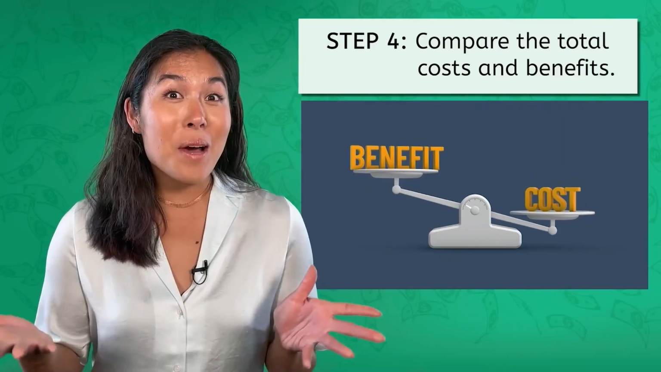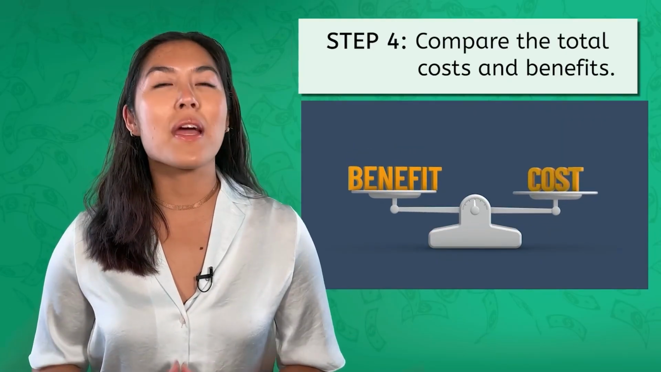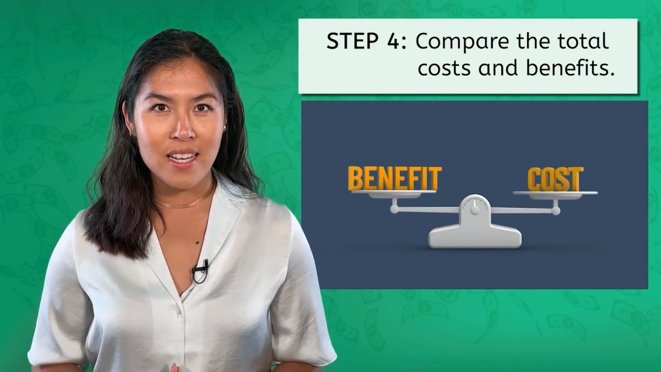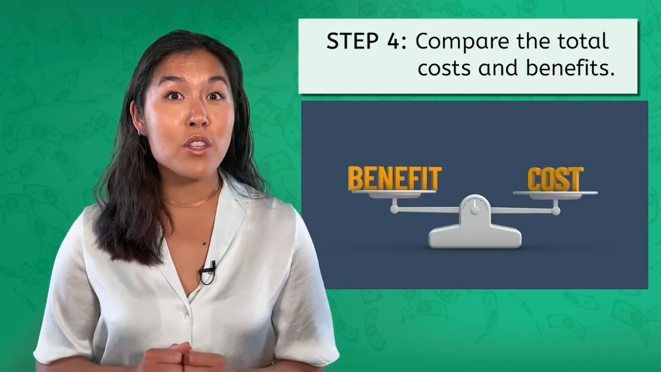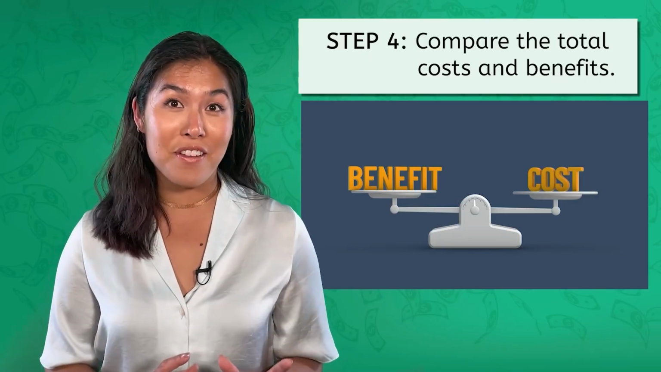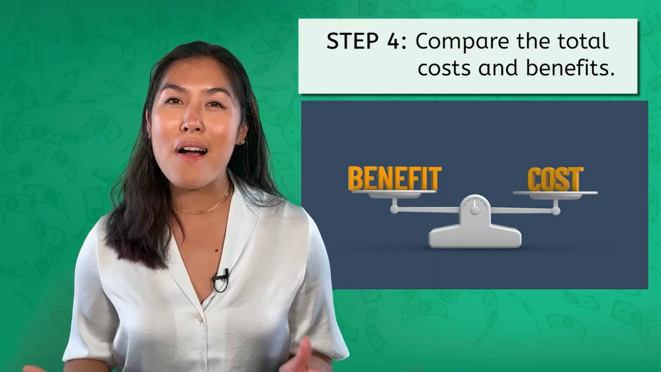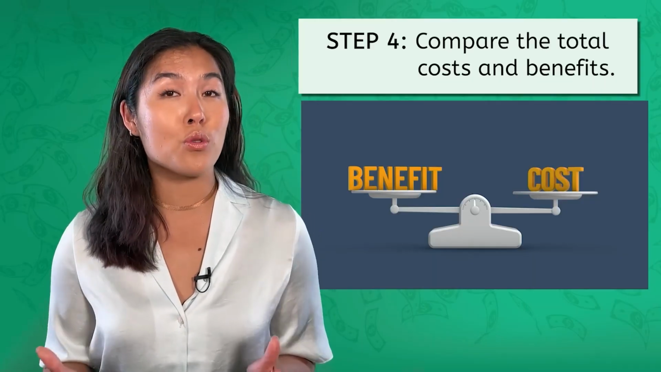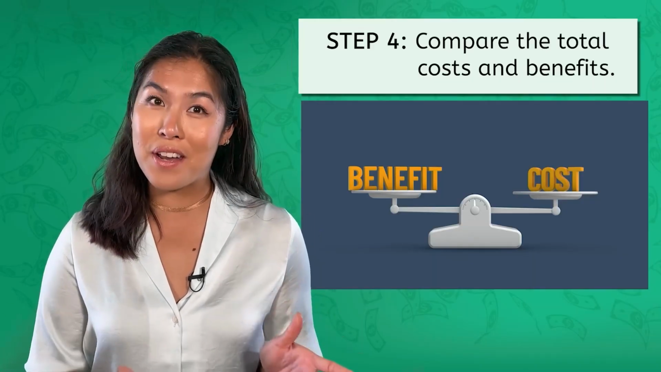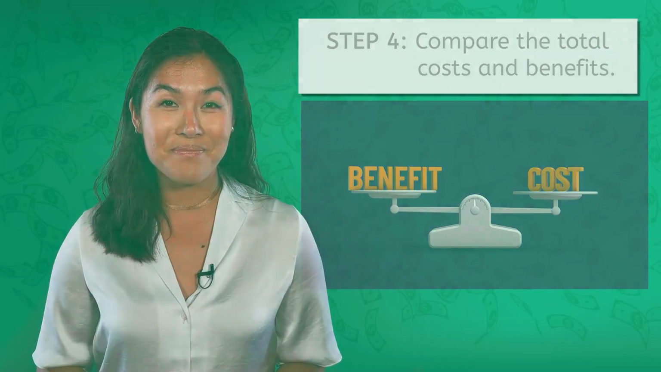Well, that's step 4. Step 4, compare the total costs and benefits. To figure that out, just sum up the values you gave to each cost and benefit. If you need a moment, hit pause on the video and add up your total scores for both costs and benefits, if you haven't already.